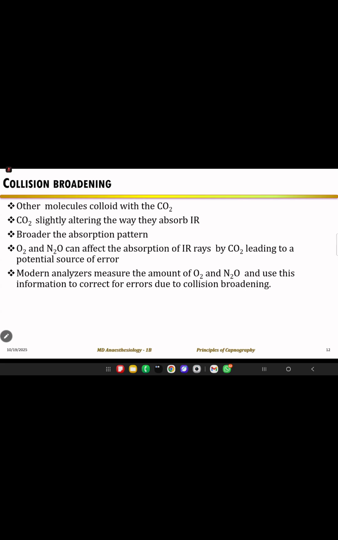Because of that, oxygen and nitrous oxide can affect the absorption of infrared rays by the carbon dioxide, leading to some potential errors. Modern analyzers measure the amount of oxygen and N2O available in the samples and use it for corrections, abolishing the problems of collision broadening.